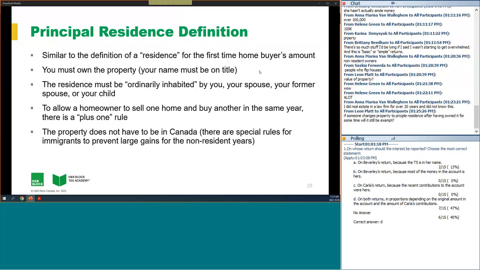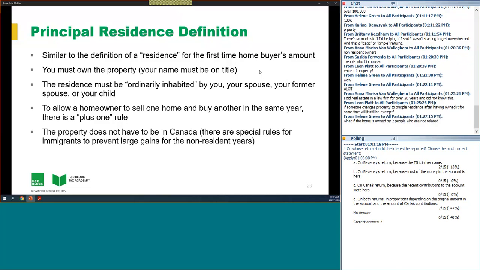We do run into the problem because you're only allowed one per year when you sell a home and you buy a home. So we have what's called a +1 rule. I'm going to show you on the form how that works. The +1 rule says that you will get principal residence for all the years you owned it, +1, as long as you're resident in Canada.